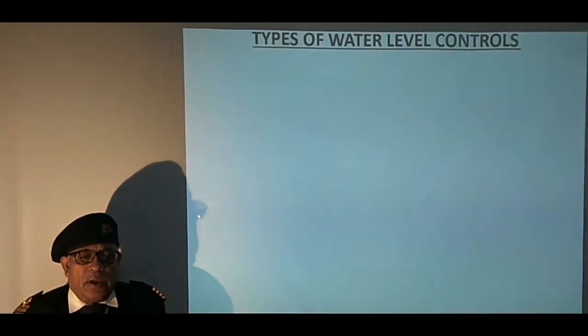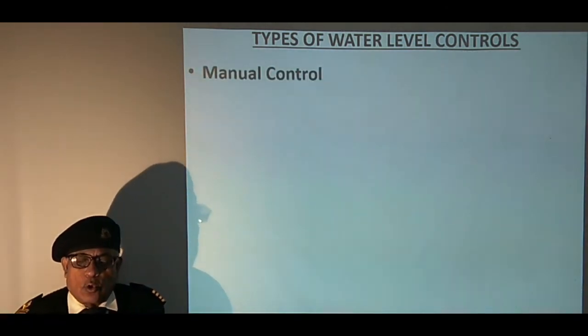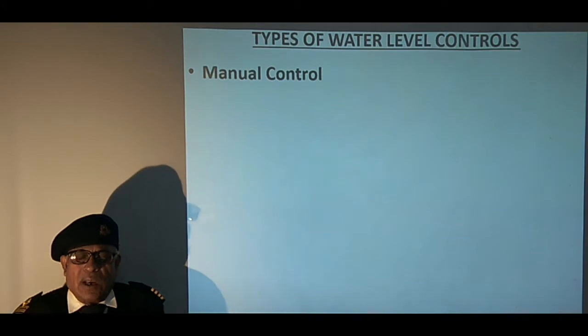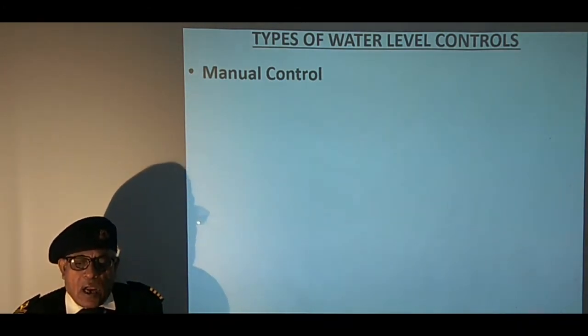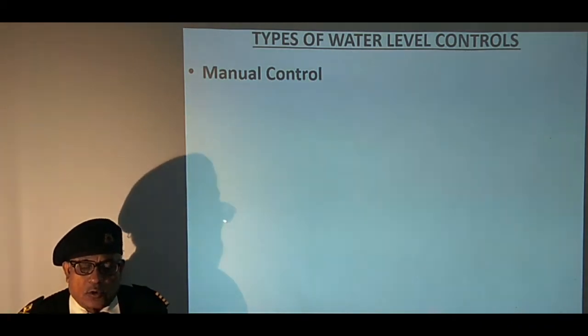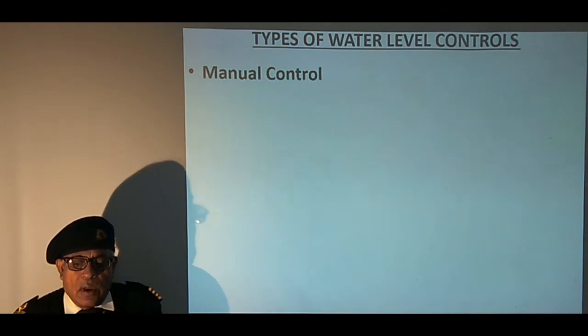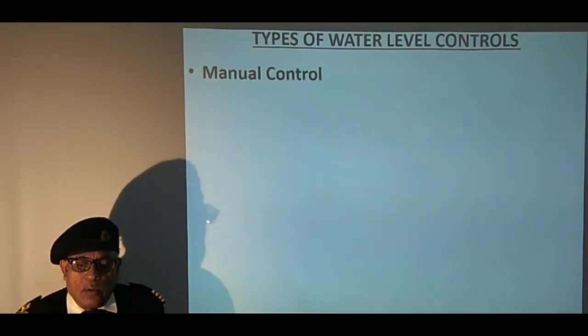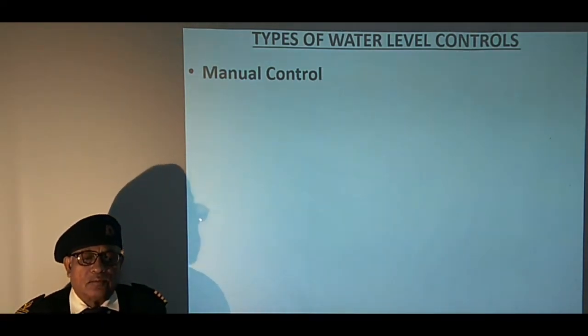Now we will study the types of water level controls. First is the manual control. Water level in earlier boilers was controlled manually, either by varying the number of strokes per minute for a steam operated reciprocating pump, which is known as continuous control, or by starting and stopping the electric motor driven centrifugal pumps.